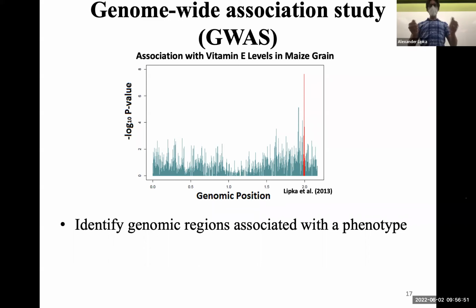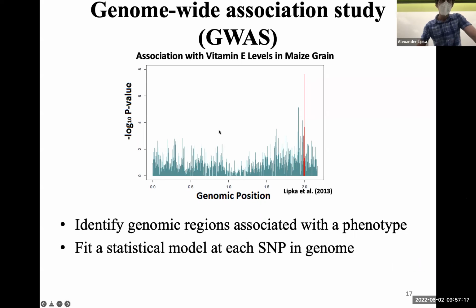Okay, so now let's talk about genome-wide association studies. And remember, when we're doing a GWAS, we're essentially fitting a fancier version of a simple linear regression model with some more bells and whistles. The purpose of a GWAS is to identify genomic regions associated with the phenotype. So we fit a statistical model at each SNP in the genome, so each marker in the genome.